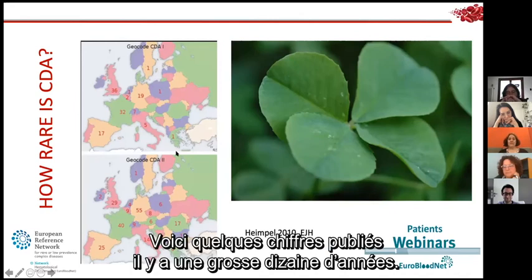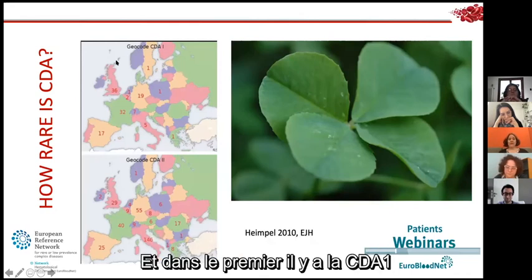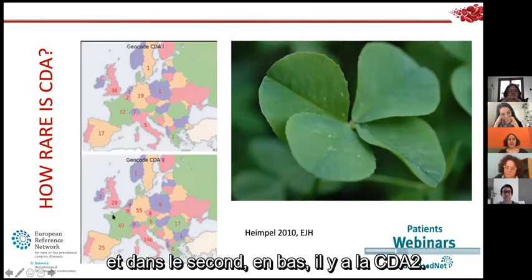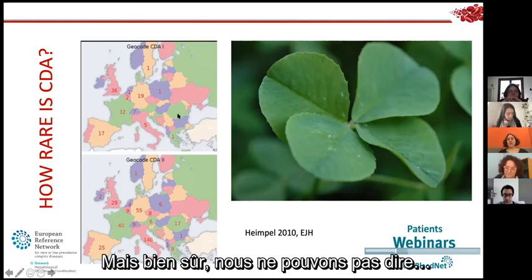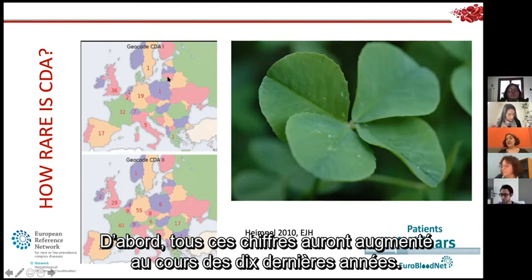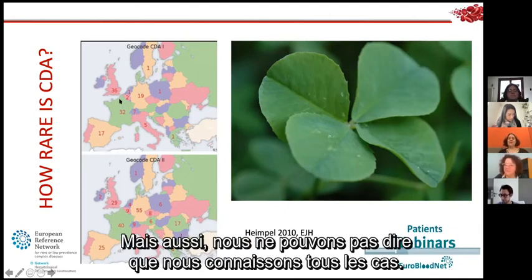And these are some numbers that were published a good 10 years ago. The first one is CDA I, and the bottom one is CDA II, with the number of patients that have been reported to have these conditions. But of course, these numbers will have increased in the last 10 years, and we also can't say that we will know about every case.